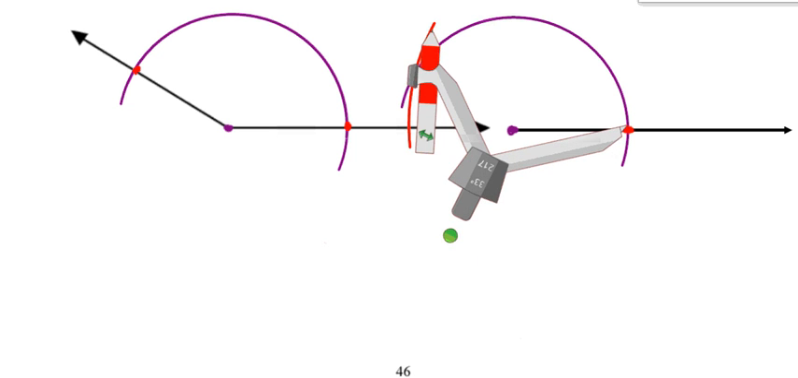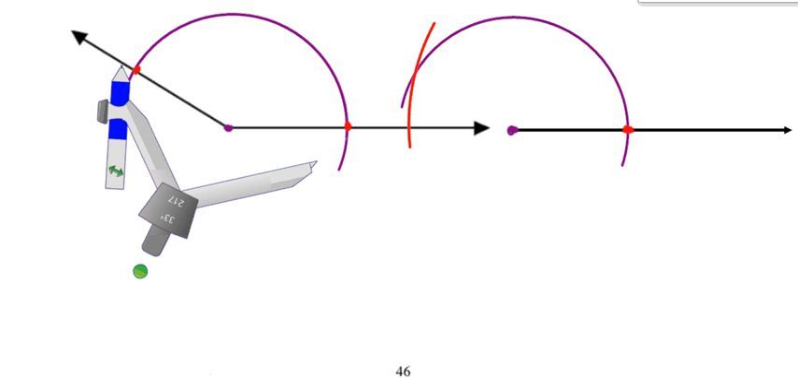Do a little crisscross, and this isn't a terrific crisscross because those arcs are so close together. But I can see a point where they intersect, and that point again is going to connect to the vertex of my angle. And at this point, I've successfully copied my angle. So that's the first construction for today.